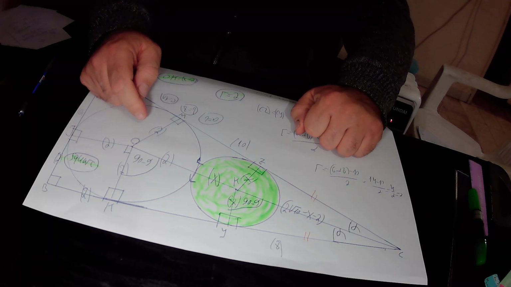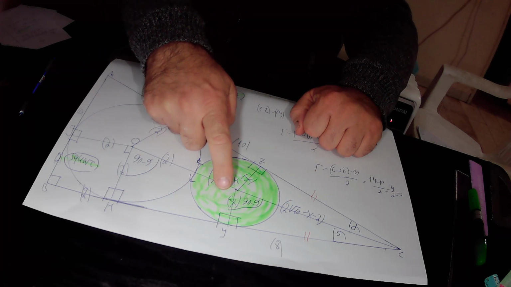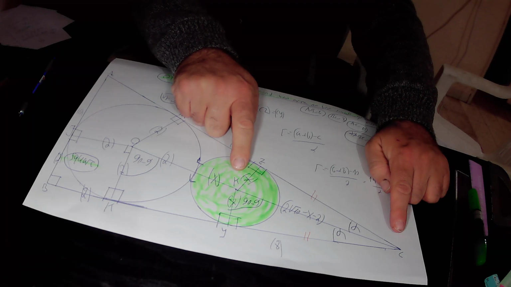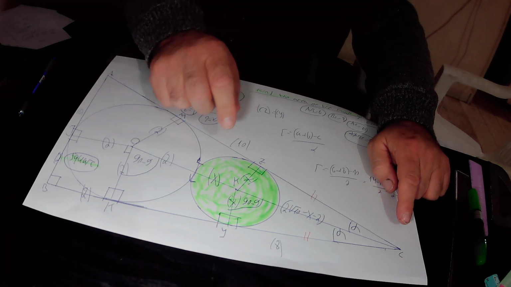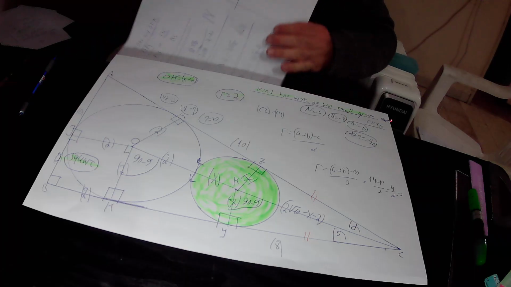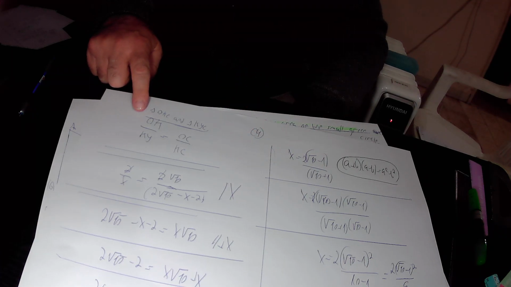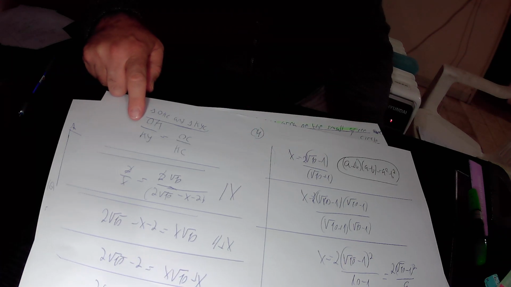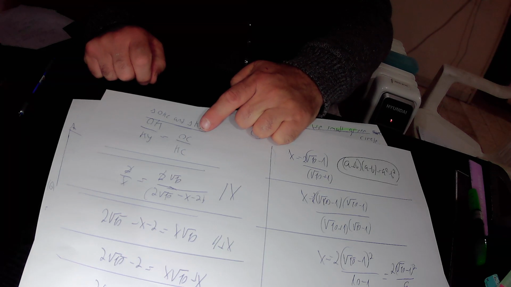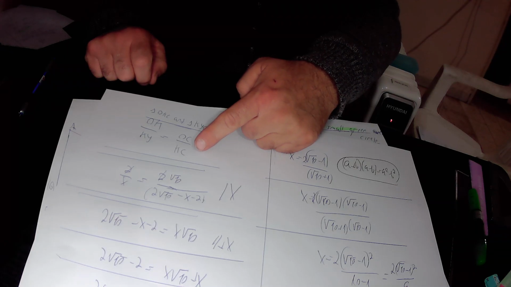We will derive that side OK of the big right triangle OKC over side KY of the small right triangle KYC is equal to side OC of the big right triangle OKC over side KC of the small right triangle YKC. Side OK of the big triangle OKC over side KY of the small triangle KYC equals side OC of the big triangle OKC over side KC of the small triangle YKC.